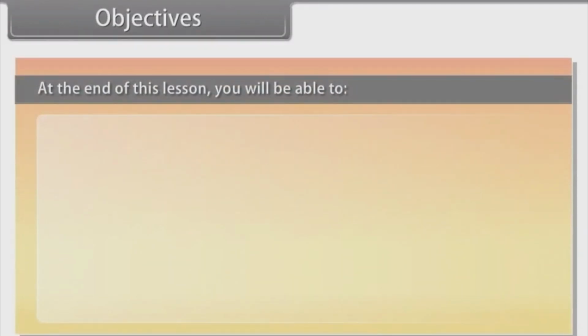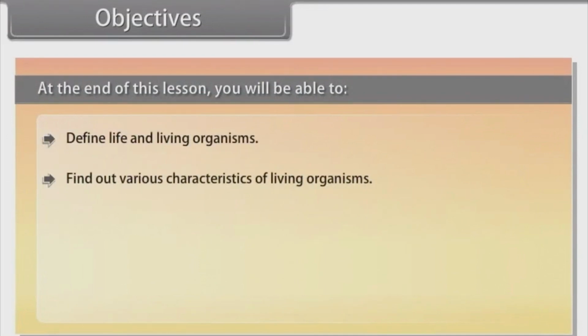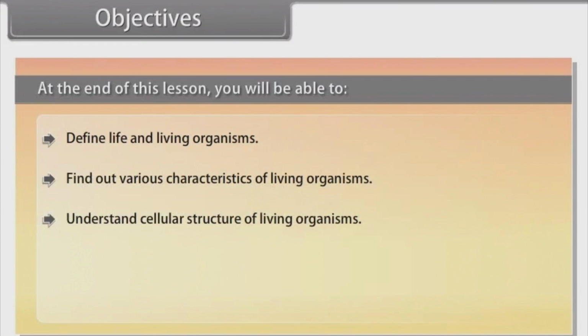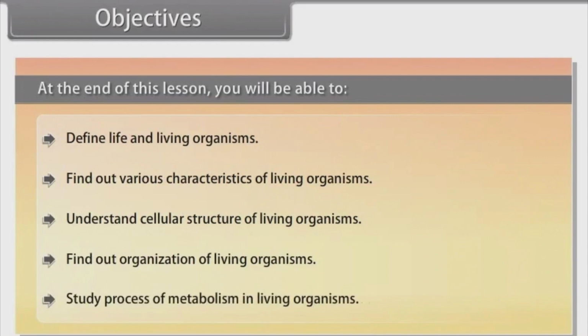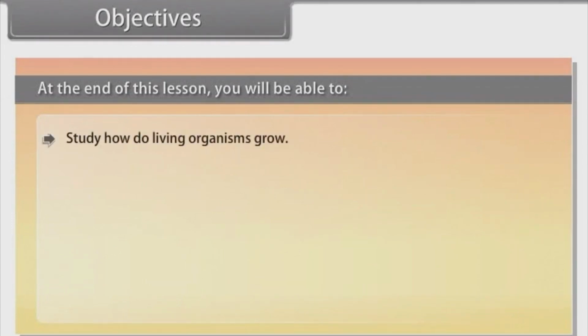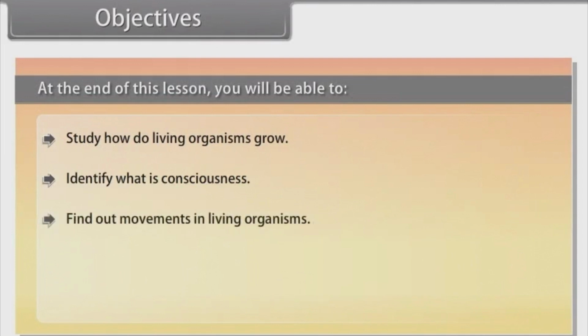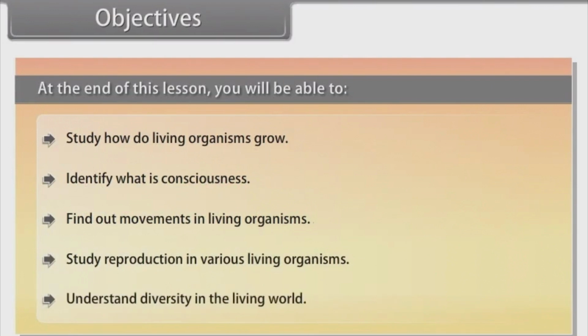Objectives. At the end of this lesson, you'll be able to define life and living organisms, find out various characteristics of living organisms, understand cellular structure of living organisms, find out organization of living organisms, study process of metabolism in living organisms, study how living organisms grow, identify what is consciousness, find out movements in living organisms, study reproduction in various living organisms, and understand diversity in the living world.